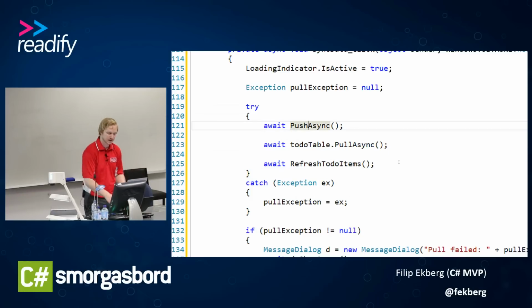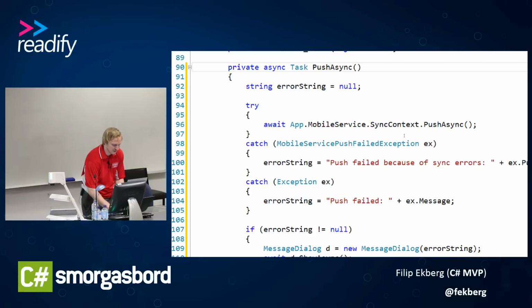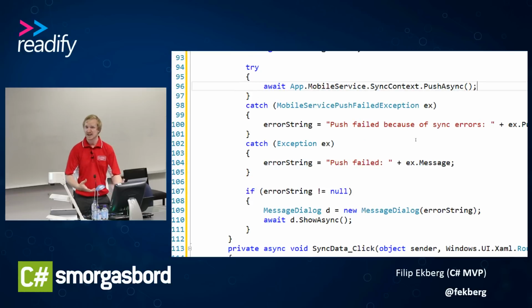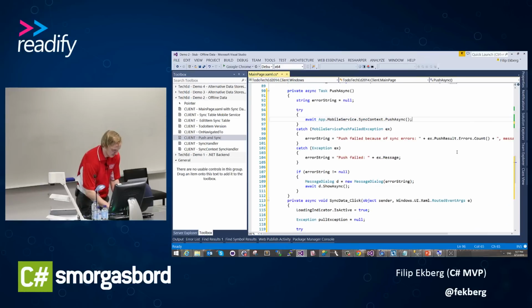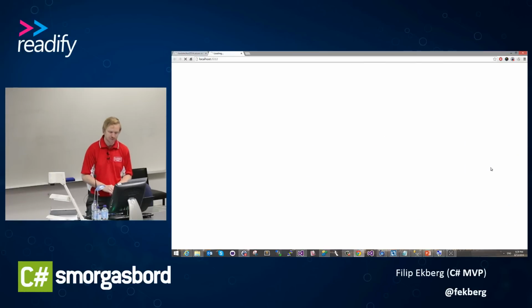But when we're pushing data, what happens is that it's going to call the app.mobileservice.syncContext.pushAsync. The reason that it's doing that is because it's going to look up all the synchronization context inside the application and make sure that all of them are pushed at once, in case there would be any concurrency issues. So you don't want to be selective when you're pushing data, but when you're pulling down data, you can be selective.